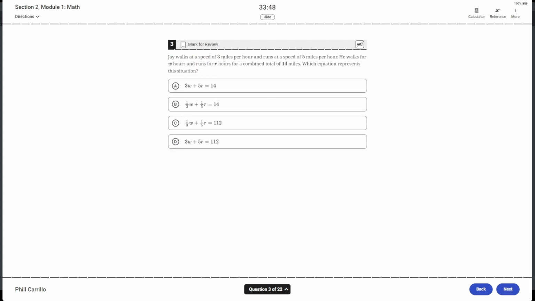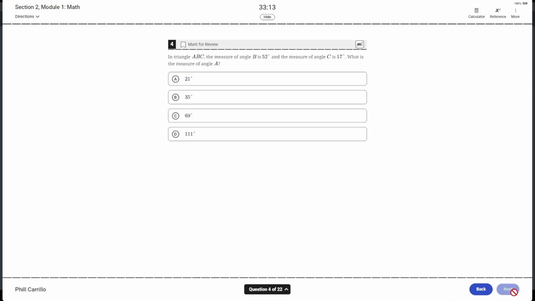J walks at 3 miles per hour and runs at 5 miles per hour. He walks for W hours and runs for R hours. Run, so this would be 5R. So it could be A or D. Why is this in ratios? Which equation represents this situation? Oh, combination 14. So the sum is 14. 3W plus 5R, right? Okay. Yeah, this has got to be it. Imagine if I'm wrong. No, I am 95% sure.